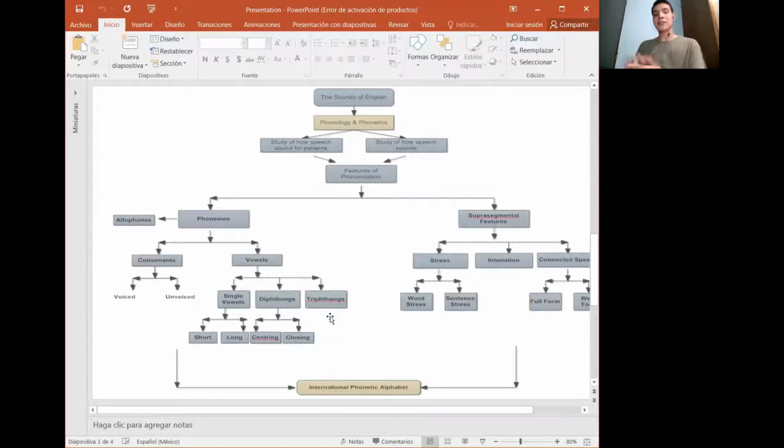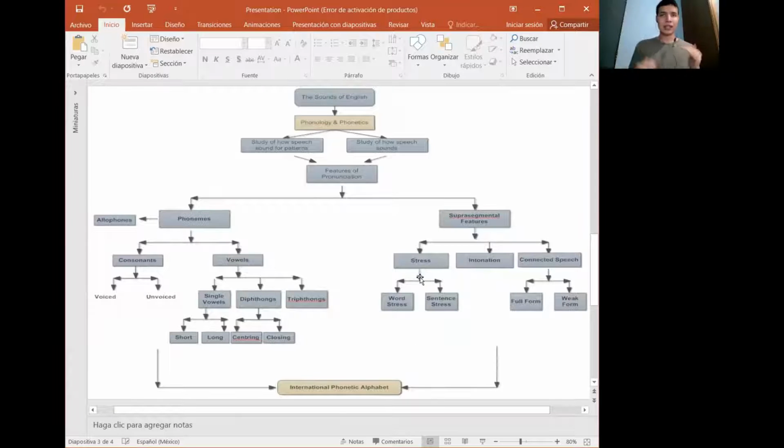And then there are the fourthongs, and it goes on and on. But yes, diphthongs and triphthongs are basically vowels combined in one syllable. And that would be it for the segmental features. Then we go to the suprasegmental features, which involve stress, word stress and sentence stress.